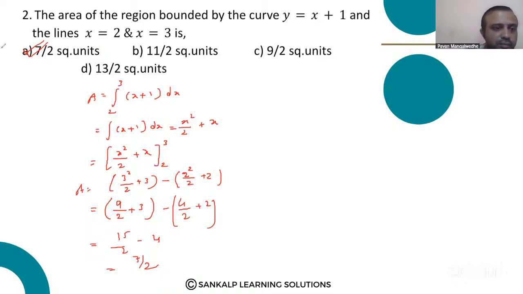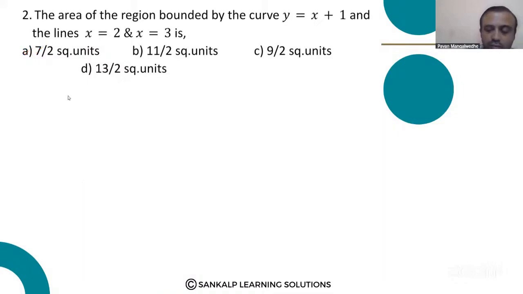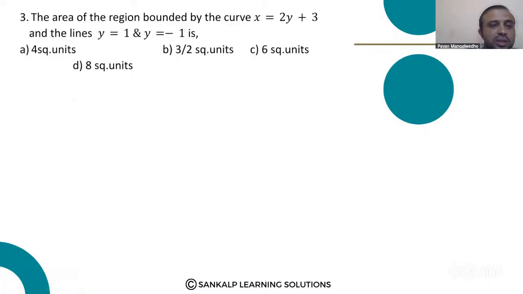Question number 3 says: the area of the region bounded by the curve x is equal to 2y plus 3 and the lines y is equal to 1 and y is equal to minus 1 is what? The first answer is 4 square units, second is 3 by 2 square units, 6 units and 8 units. So just try to solve this. Again, 10 seconds time for you.